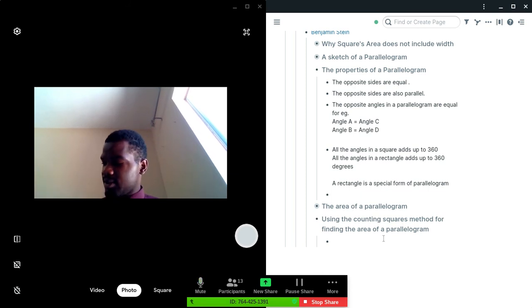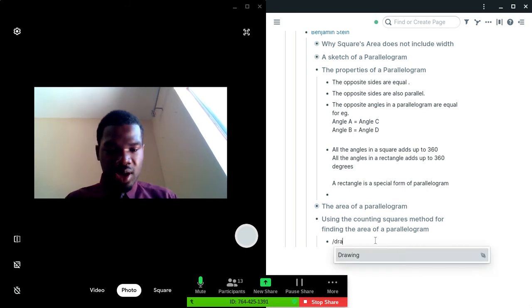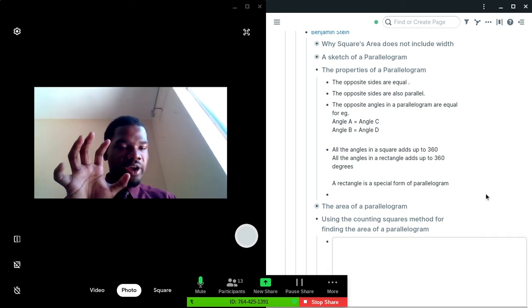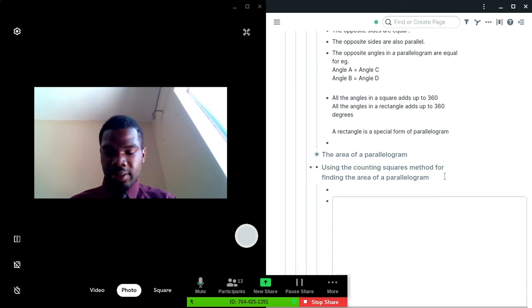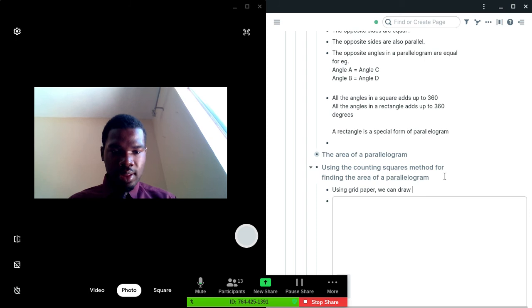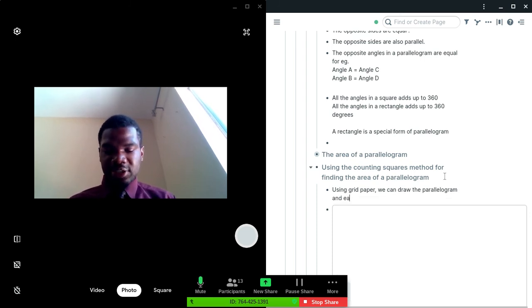Alright. Right. So what happens is that when I have a grid paper, we call it grid paper. Alright? Let's write that. Using grid paper, we can draw the parallelogram, and each square represents.